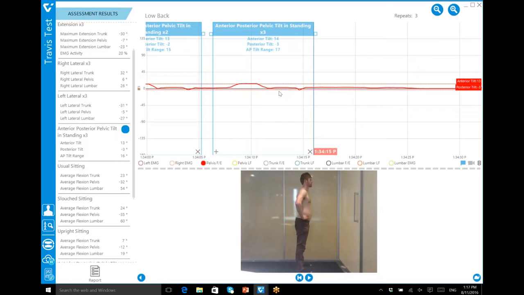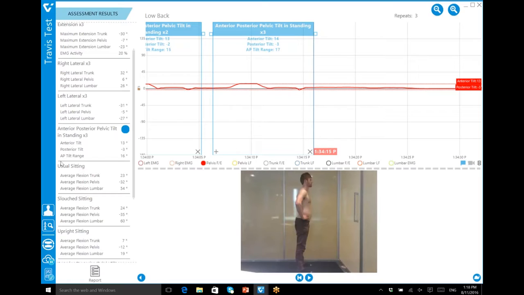So again, it's that importance of where that range lies. Yeah, absolutely. It's always interesting to see their starting position. So when you do that initial calibration, how anteriorly or posteriorly tilted is their pelvis at that position, and then how far they can move from that starting point.